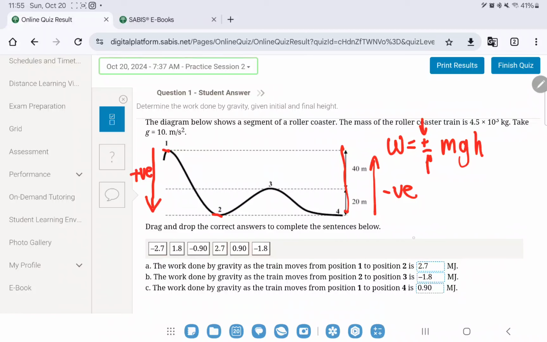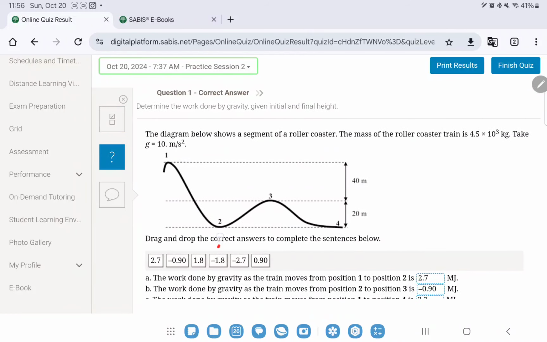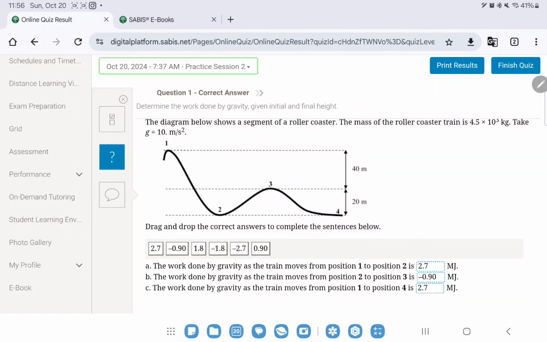We're going to do mass, which is 4.5 times 10 power 3 as given, times 10, times the distance, which is 40 plus 20, which is 60. This is going to give you 5 zeros. This is in joules, but we want it in megajoules, which means go back 6 spaces. So your answer is 2.7 megajoules.